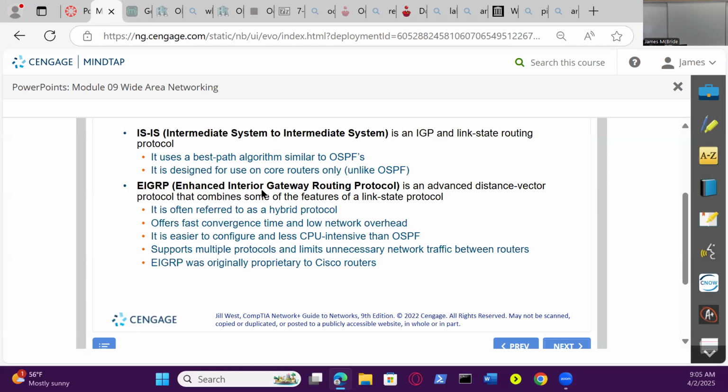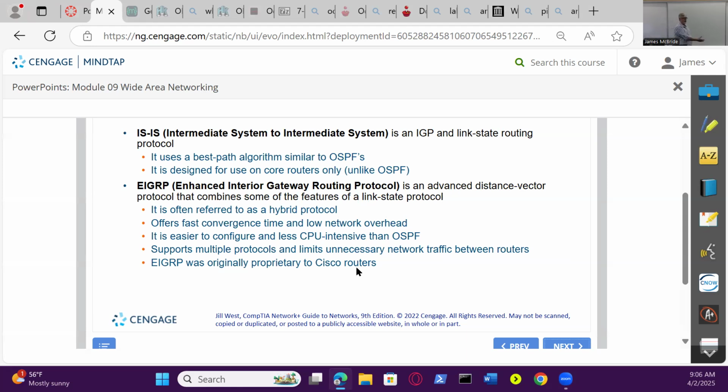And then, of course, Enhanced Interior Gateway Routing Protocol. Advanced distance vector protocol that combines some of the features of link state, often referred to as hybrid, because it's using both link state and vector. Offers fast convergence times, easier to configure, less CPU intensive, supports multiple protocols, and limits unnecessary network traffic between routers. What that's referring to is, okay, let's just be honest, IP version 6 and 4 is pretty much what we all use, but you can use multiple protocols with this particular one. Originally was only proprietary to Cisco.